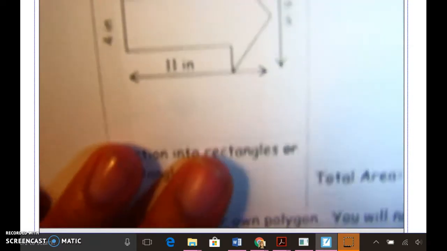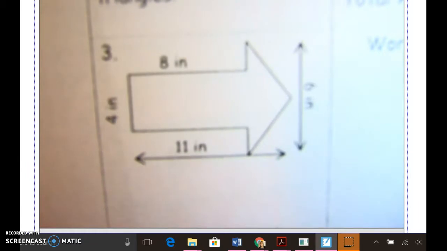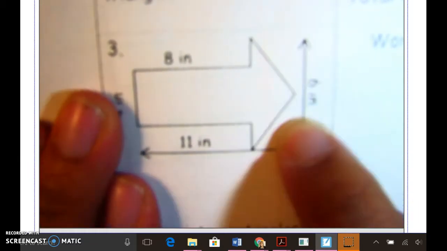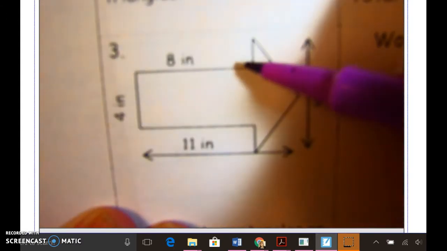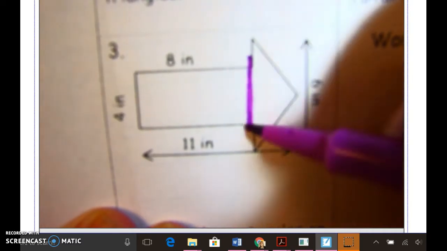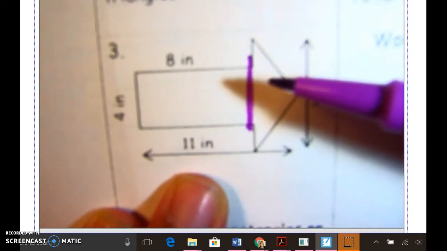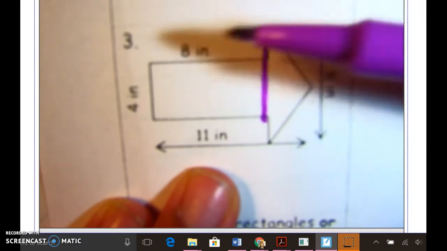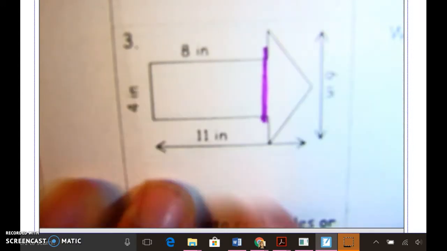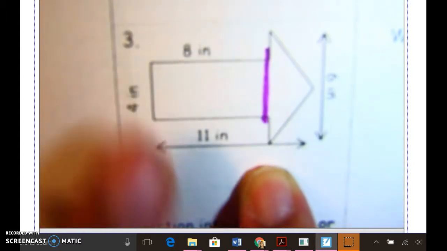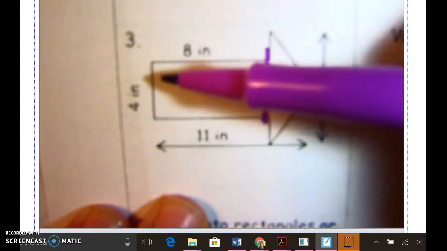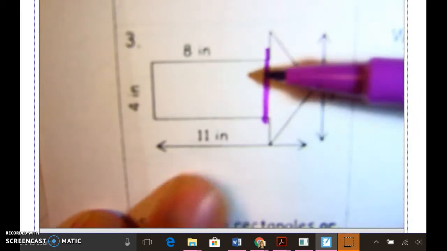Let's look at this one. How can we break this one up? Oops, sorry. Hopefully you see a kind of triangle-like shape here, and you can just easily, with one line, break those apart. So now you have a rectangle. Well, what are the dimensions of the rectangle? Well, all of this is 11, but this much is 8. So your base is 8 and your height is 4. So you already know what you're going to do for this part.